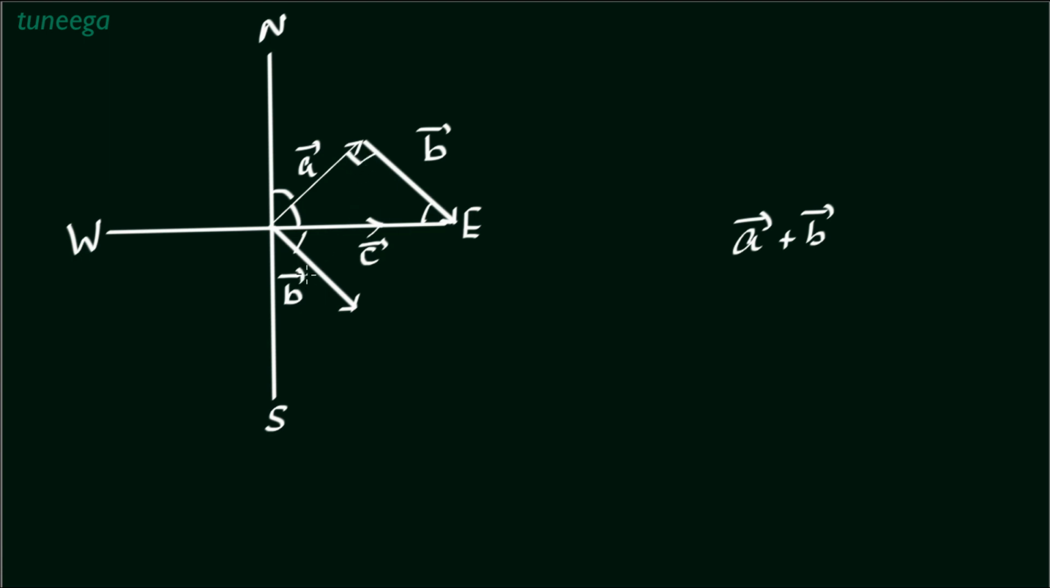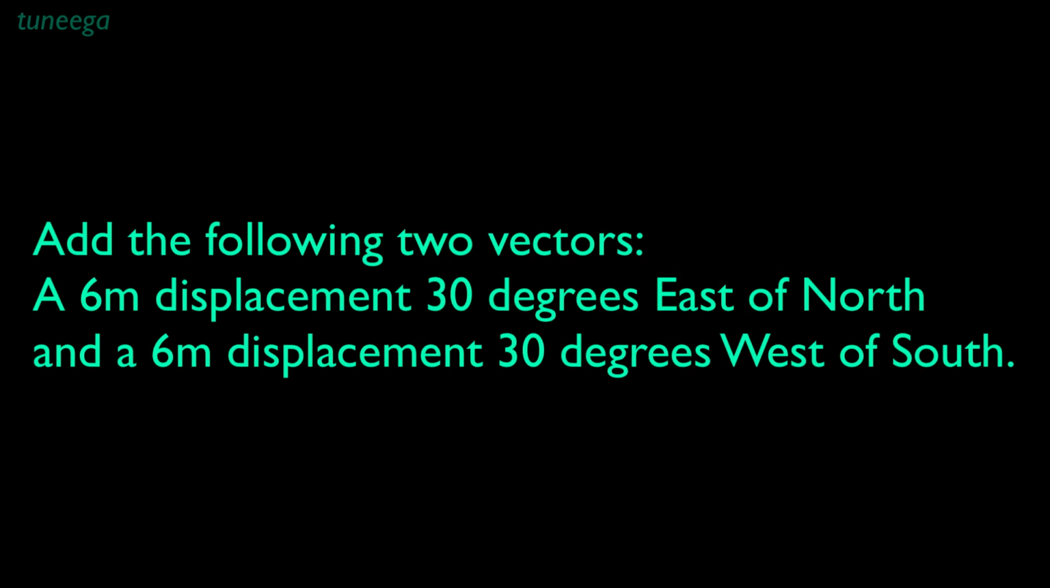Since we have a 90-degree triangle, we can apply Pythagoras theorem. So this is 4 meters, that is 4 meters. So C has a magnitude of 4 root 2 meters. So the answer, vector C, is 4 root 2 meters east. You have to give the direction. Let's go to a simple third problem.